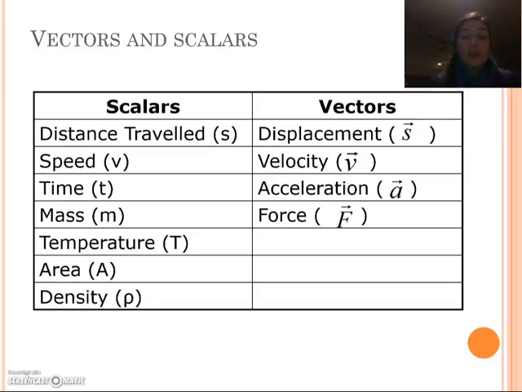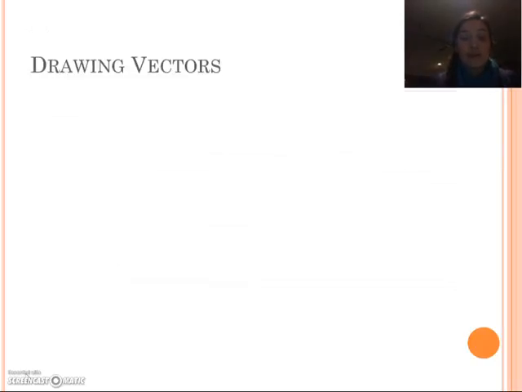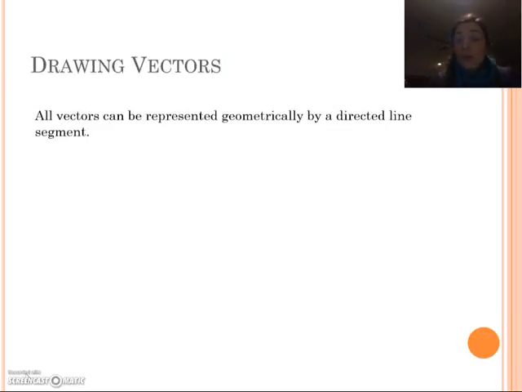So the things we're going to be looking at: displacement is a vector, velocity, acceleration, and also force. These also have to have a direction component to be a correct response. Now if we have to draw vectors, all vectors can be represented geometrically, and we use a directed line segment, so a line with a little arrowhead.